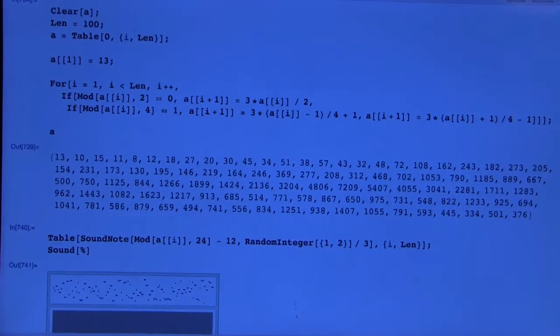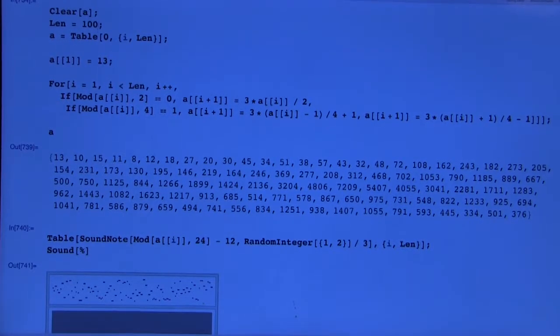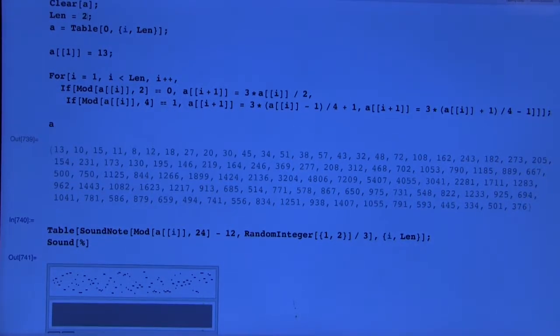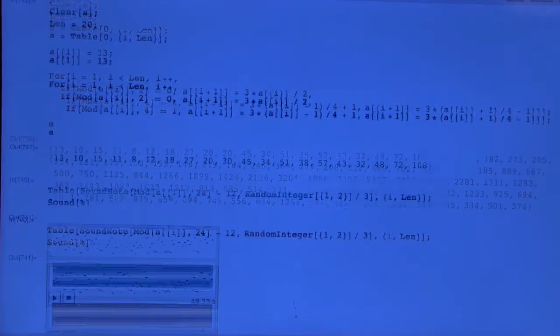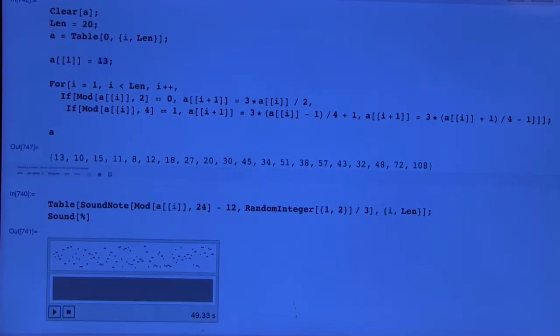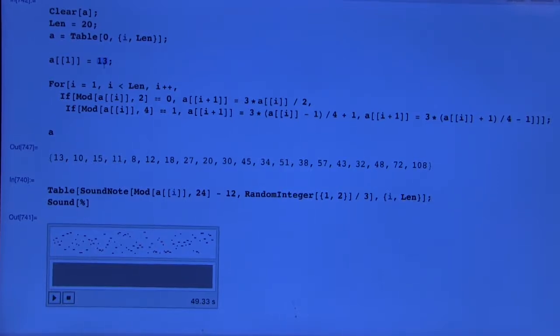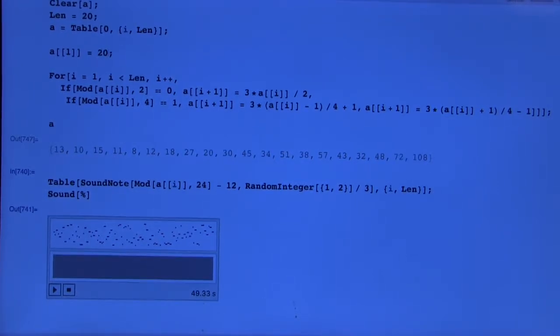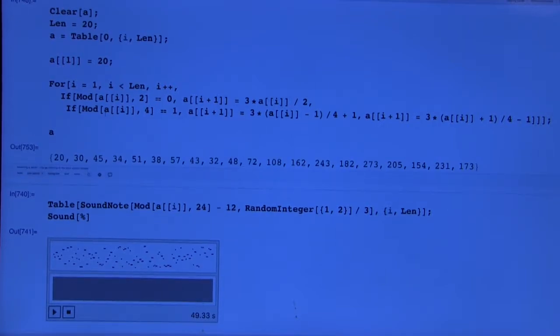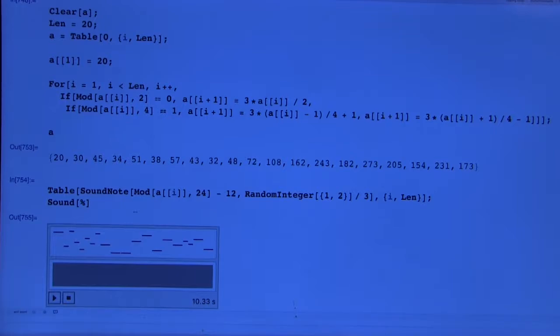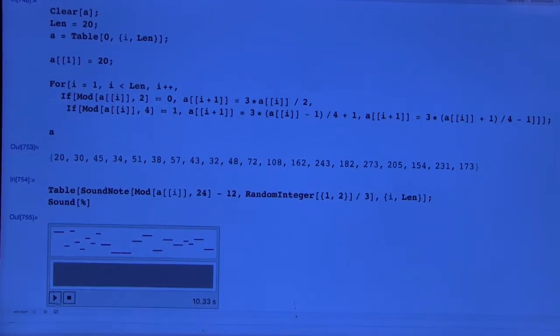Well, so what I'm going to have you do with the camera off is the same thing, but we'll shrink the length down to 20. And you can start at any number you want. So for example, just tell me a starting number. How about 20? 20, okay, back to the one I had up there. So we run that, and there's our numbers. Here's our sound table, and then I can play it.